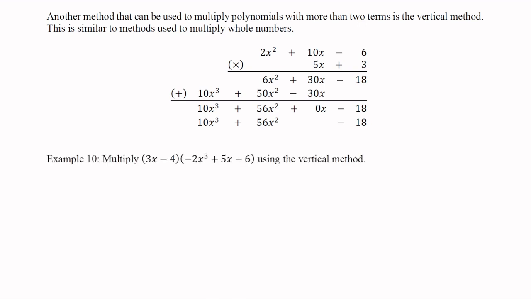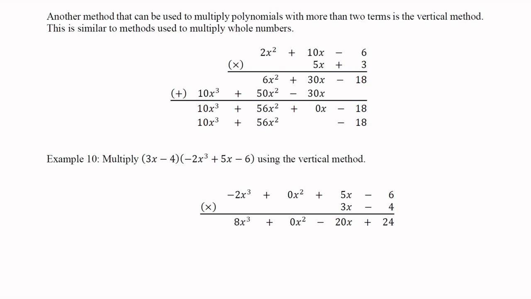So let's do an example with another binomial times a trinomial. We write out our trinomial here, but you notice there's no x squared term. So we're going to insert a 0x squared because you want to have every power of x when you do this. Then we're going to put our 3x minus 4 below it, and we're going to multiply, starting with negative 4 times negative 6, which is positive 24, negative 4 times 5x, which gives you negative 20x, negative 4 times 0x squared still gives us 0x squared, negative 4 times negative 2x to the third gives us 8x cubed.